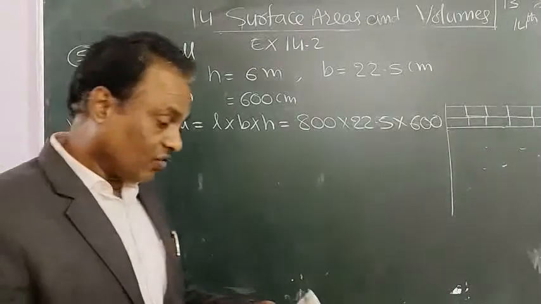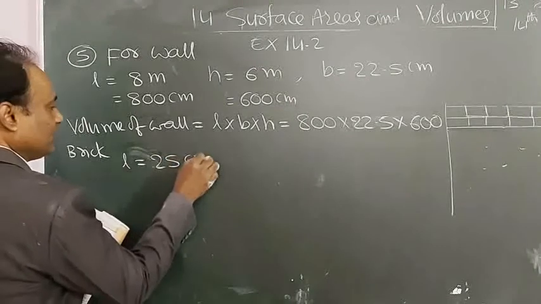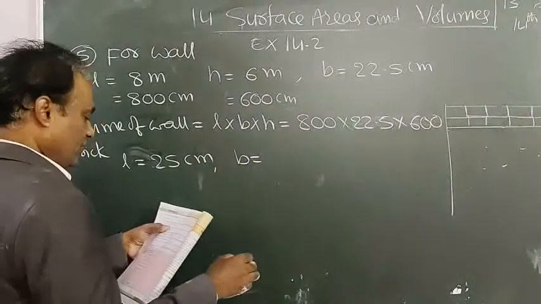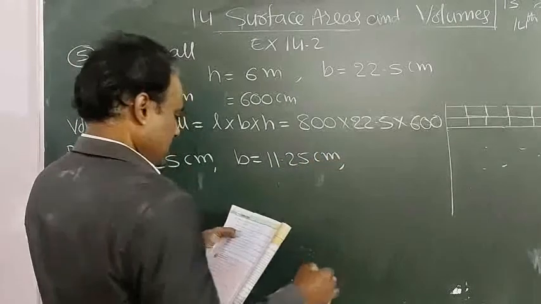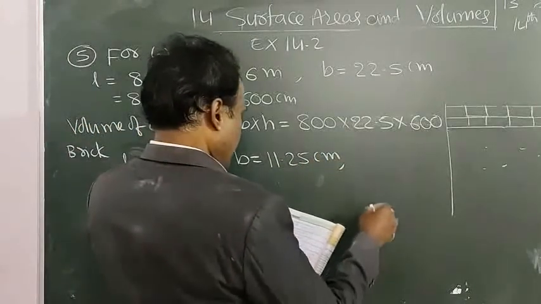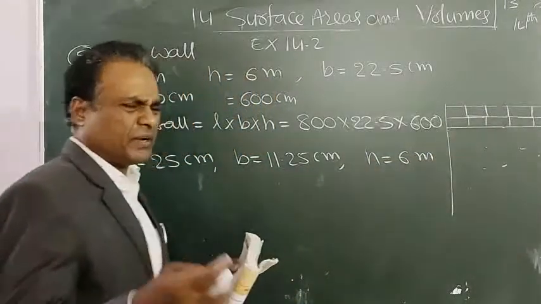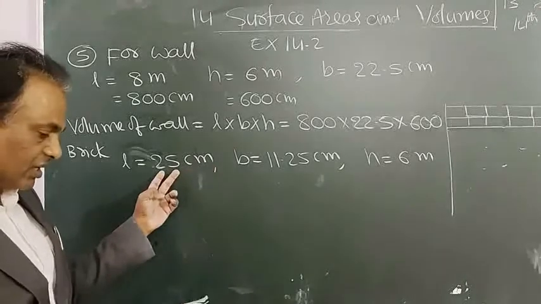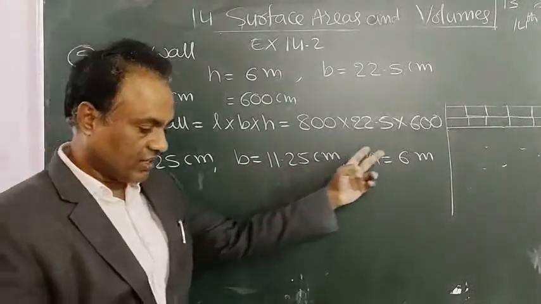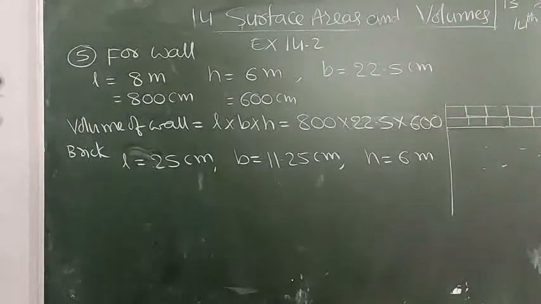Consider one brick. One brick's length is 25 centimeters, breadth is 11.25 centimeters, height is 6 centimeters. Anyway you can take length, breadth, height in any order. First one I am taking as length, second as breadth, third as height. So, students, what is the volume of the brick?